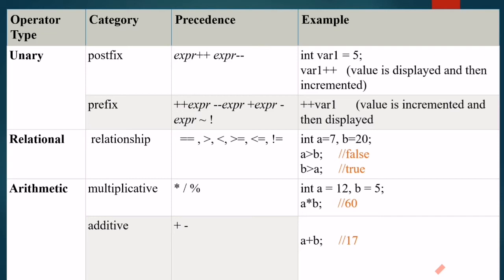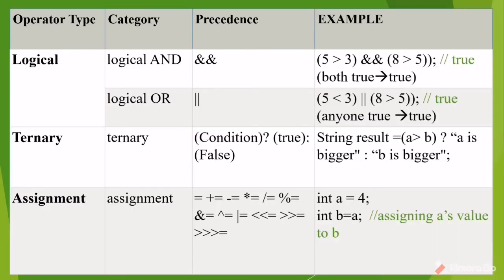Then additive. For additive we have plus and minus. So a + b we can do. This will give us 17. Let's see some more operators.